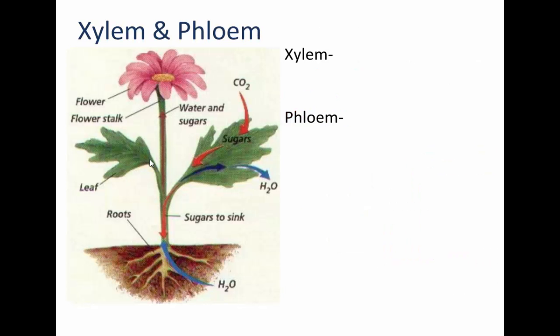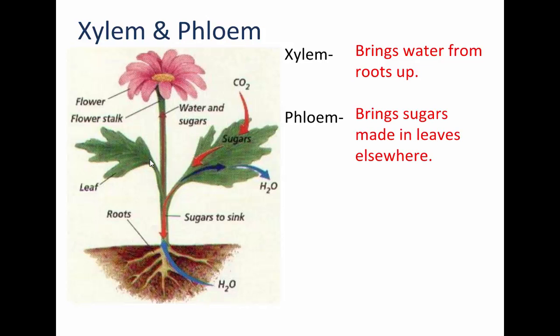Good question though. So here we just have a little diagram showing a flower growing. The xylem, okay, would carry the water up to the leaves, to the flower, and so forth. At the same time, the phloem brings the sugars that are being produced in the leaf to all the other parts of the flower.